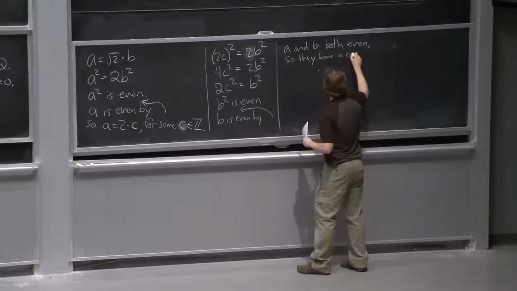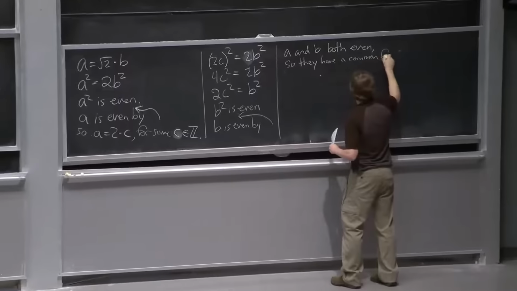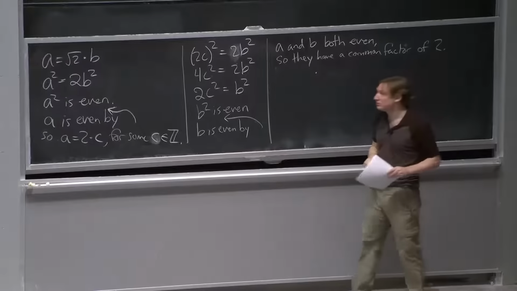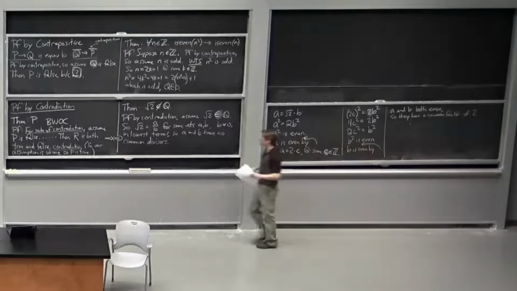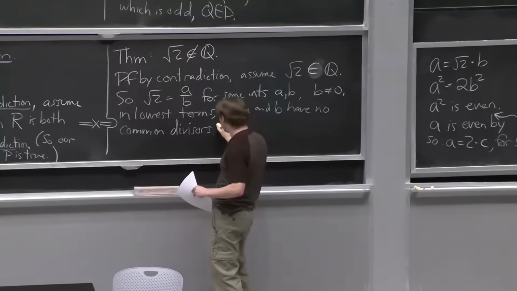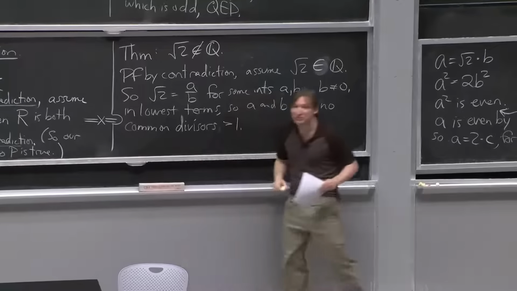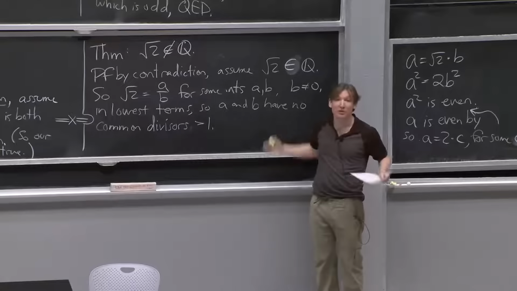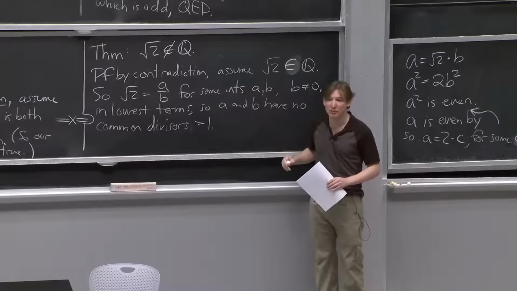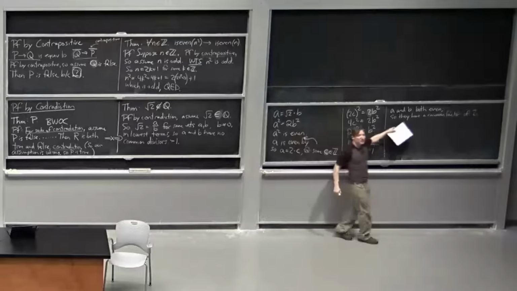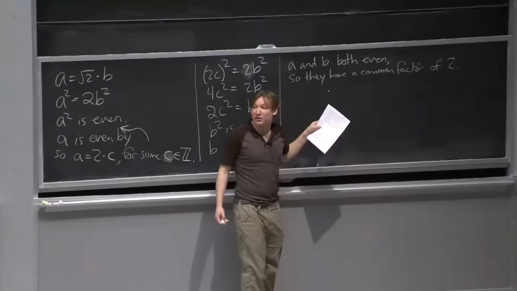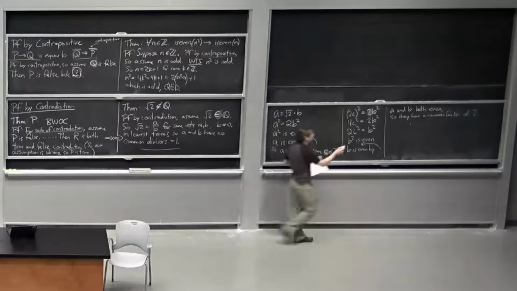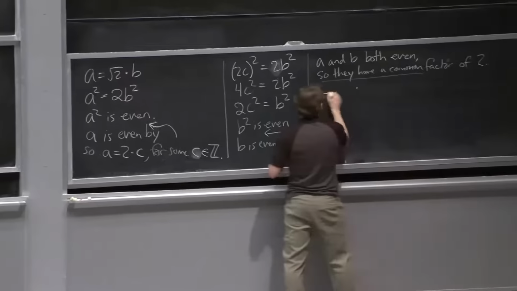So they have a common factor of 2. To be more precise, no common divisor is greater than 1. And if a and b are in lowest terms, then there's no integer bigger than 1 that divides both of them. But we just found that 2 divides both of them. So this is our contradiction. This statement here contradicts this statement here.